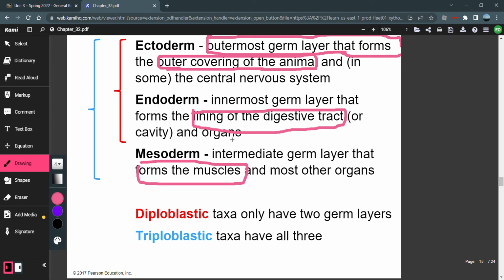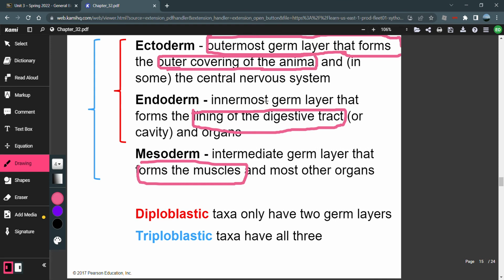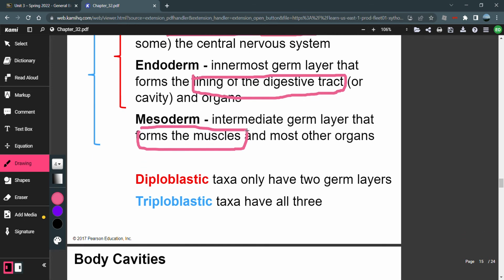The mesoderm gives rise to the muscles and most other organs. Ectoderm gives rise to the integumentary system in animals, and also the central nervous system in some. And the endoderm is the innermost germ layer, and it gives rise to the lining of the digestive tract or cavities and organs.